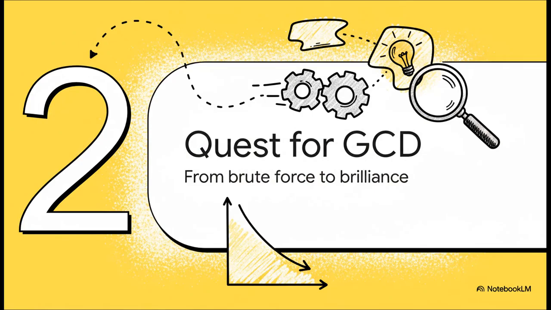Okay, you ready? Time for our first big challenge. We're going to find the greatest common divisor, or GCD, of two numbers. This is a classic problem, and it's the perfect way to show that journey from a slow, kind of obvious solution to something that is just truly brilliant.